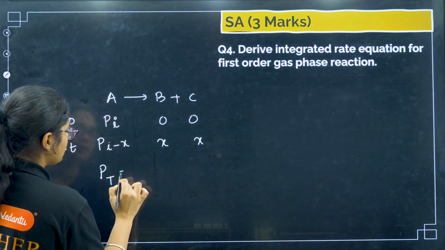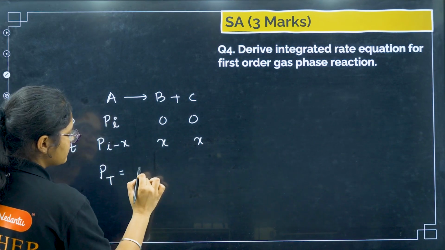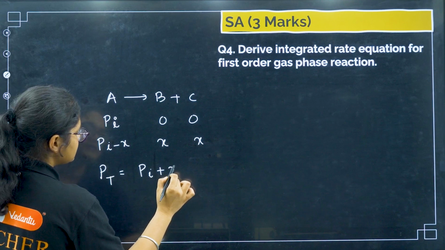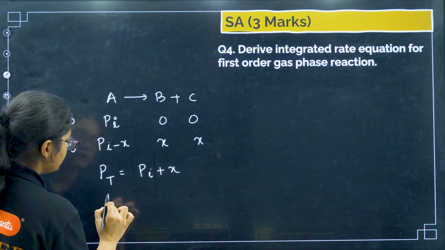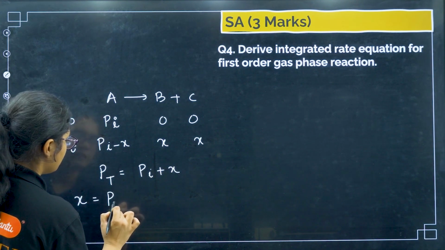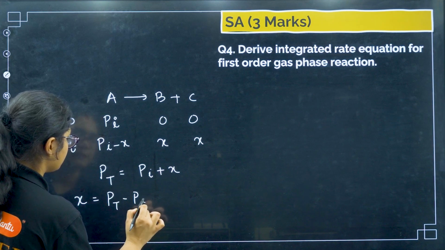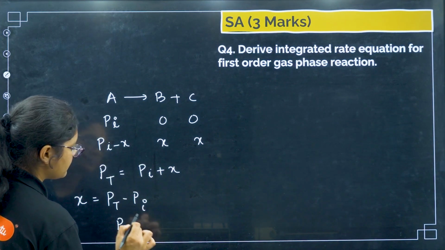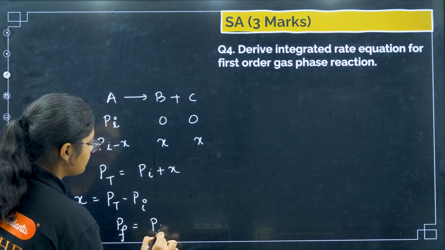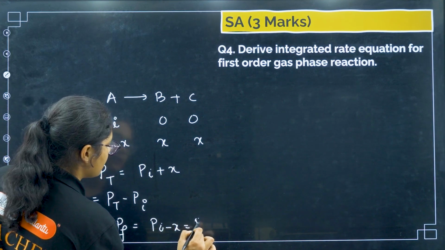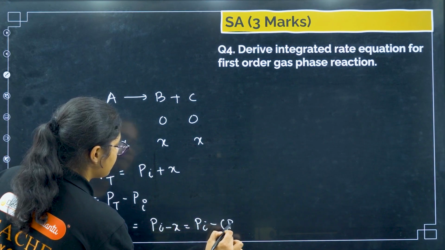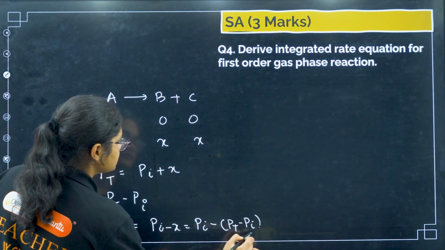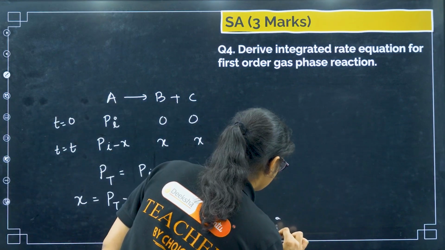Then I can write Pt, the total pressure. If I add all this, I will get Pi plus x. Then what is the x value? x value is Pt minus Pi, right? So what is the pressure of A? The final pressure of A will be Pi minus x, that is Pi minus (Pt minus Pi). So that will give me 2Pi minus Pt.